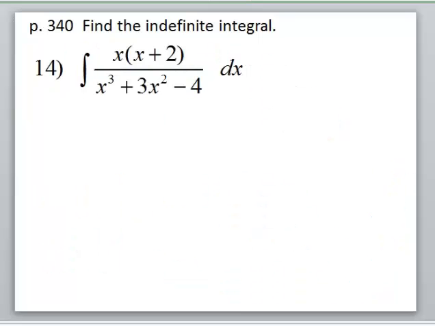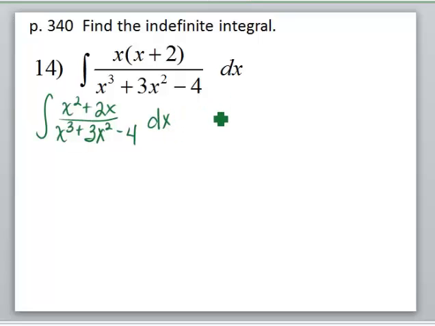Here we have another example. In this case, it looks like I need to do some sort of a u statement. So I'm going to go ahead and FOIL or distribute out that top, just to get a better look at what's going on. If I had to guess where I was going to make a u, I'd make the bottom u. So we'll go ahead and try that and see if it works out. u equals x cubed plus 3x squared minus 4. So my du is 3x squared plus 6x.